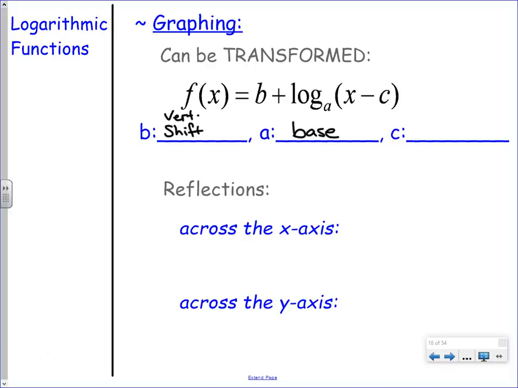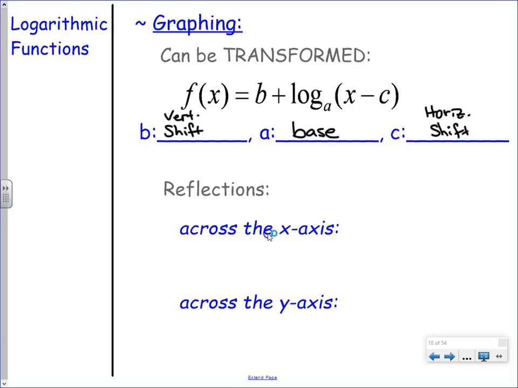C, who is he? Horizontal shift, snazzy way of saying it, translation, by C units. I don't know why I abbreviated shift, because I wrote the whole word. That's weird. Okay. So remember, x minus, it's always backwards what you think. X minus 2, it's 2 to the right, etc.